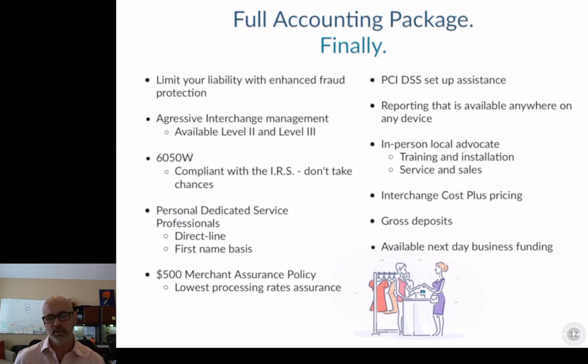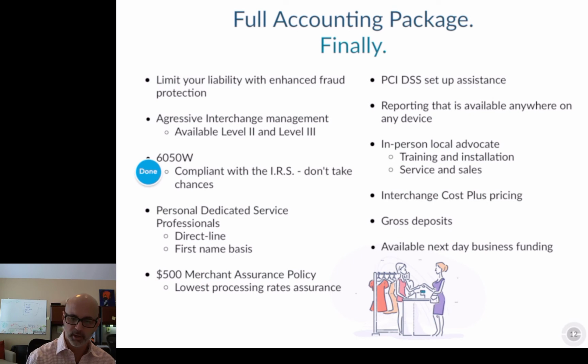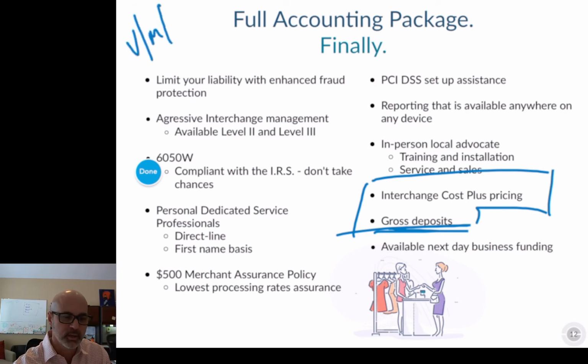So let's talk about some of the pricing, because this is something that was brought up a little bit ago. We do what's called interchange cost plus, but we also do what's called gross deposits. Let me explain what this is. We're what's called a full acquirer. So we process your Visa, your MasterCard, your Amex, and your Discover. Not new. Everybody does that.